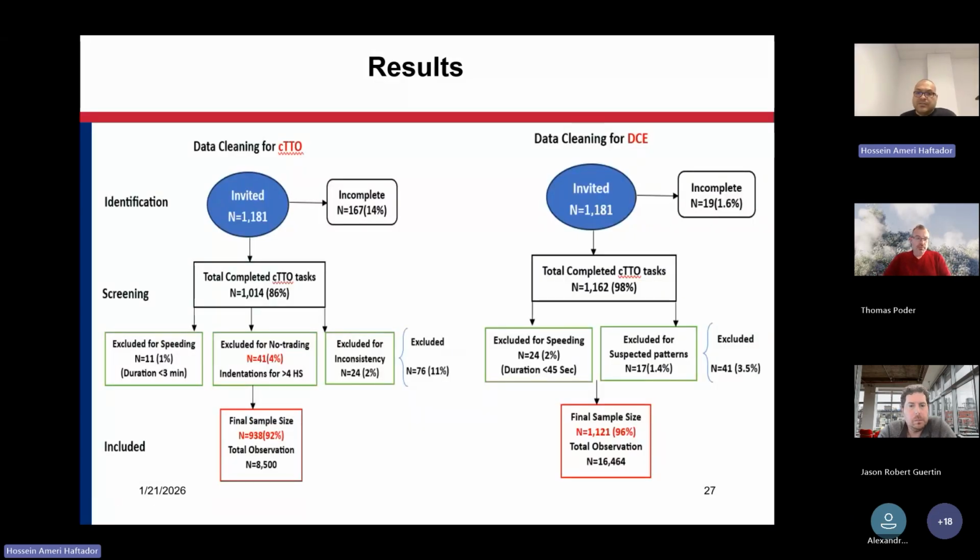For TTO and DCE, we invited 1,185. Finally, we had 938 for TTO, which means 92%, and 1,121 for DCE. For DCE, we had more participants. We had 96%. For this, we had 92%.